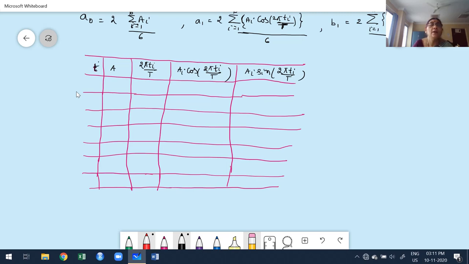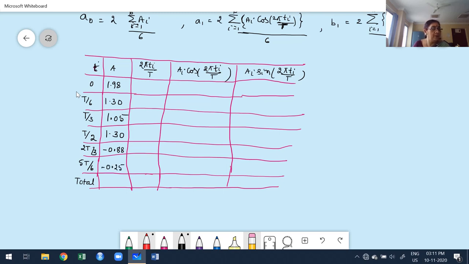You write the first two values from the given data. What is the given data? 0, T by 6, T by 3, T by 2, 2T by 3, 5T divided by 6, this is the total. What are the A values? 1.98, 1.30, 1.05, 1.30, minus 0.88, minus 0.25.